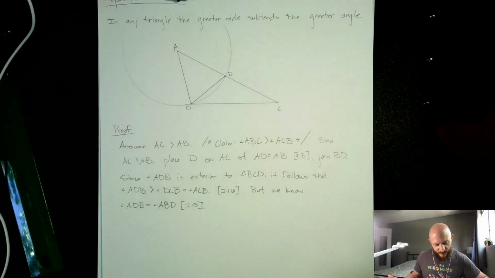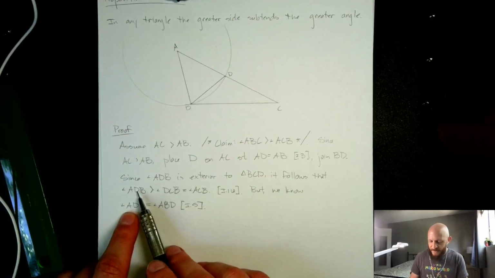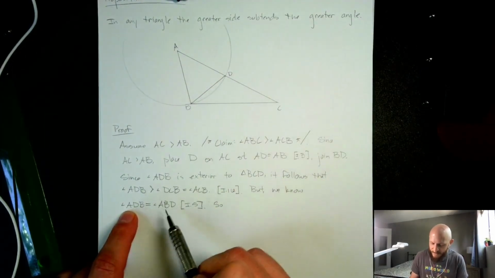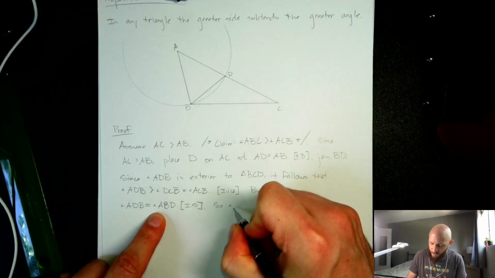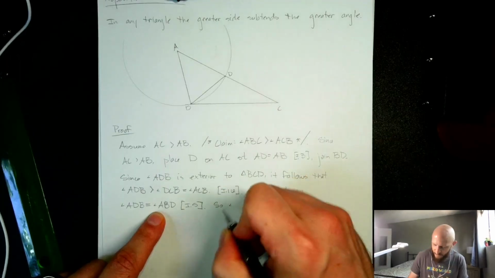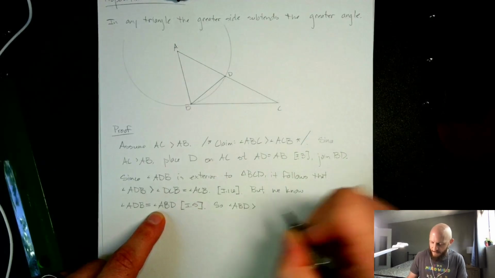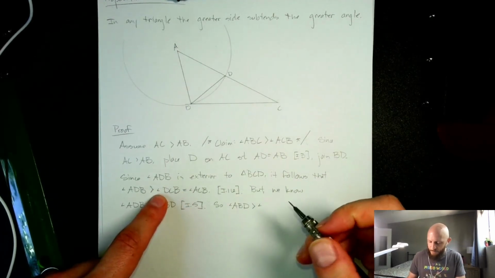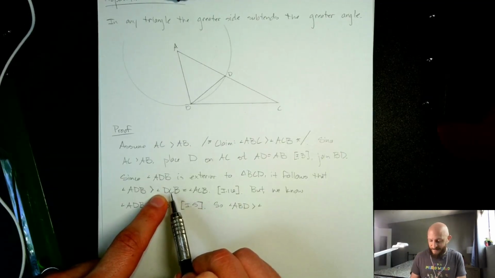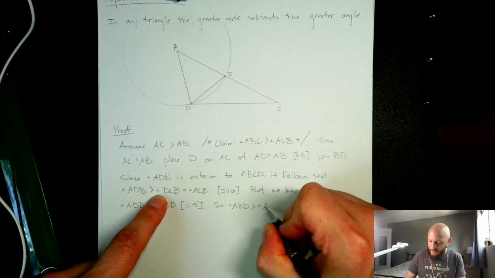Since AB is equal to AD, it's an isosceles triangle. Well, we just said that ADB is greater than ACB, and ADB is equal to ABD. So angle ABD, is that what I want? Yeah, angle ABD is greater than angle DCB. Or, more to the point, since DCB is equal to angle ACB, it's greater than angle ACB.